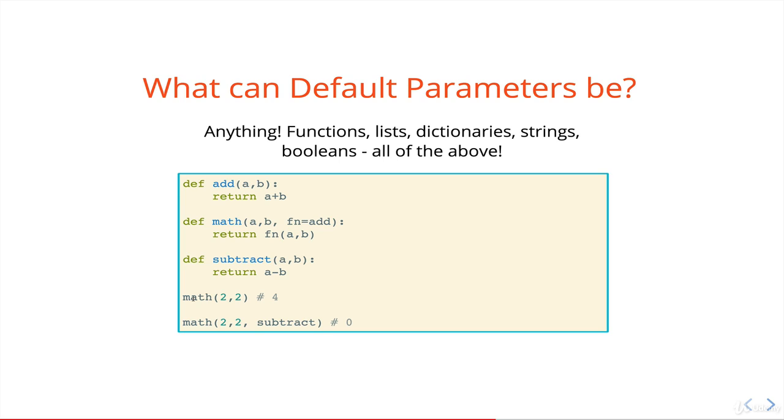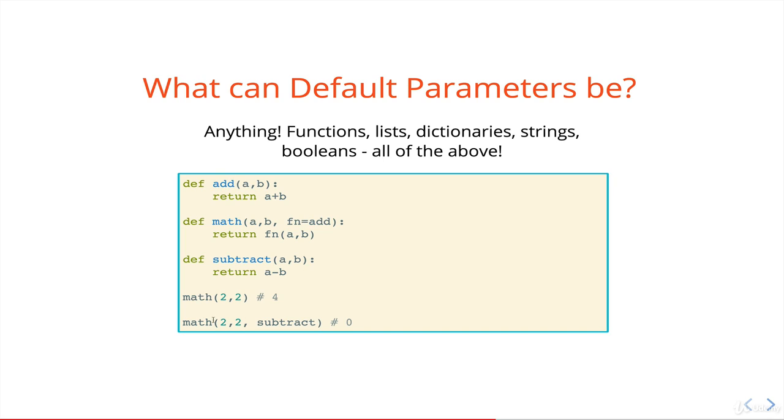So in this first example, math(2, 2). a is 2, b is 2, and no fn was provided, so it defaults to add. So add(2, 2), which then calls add up here, which returns 2 plus 2, which is 4. So we have a default parameter which is a function, in this case add, referring to this.